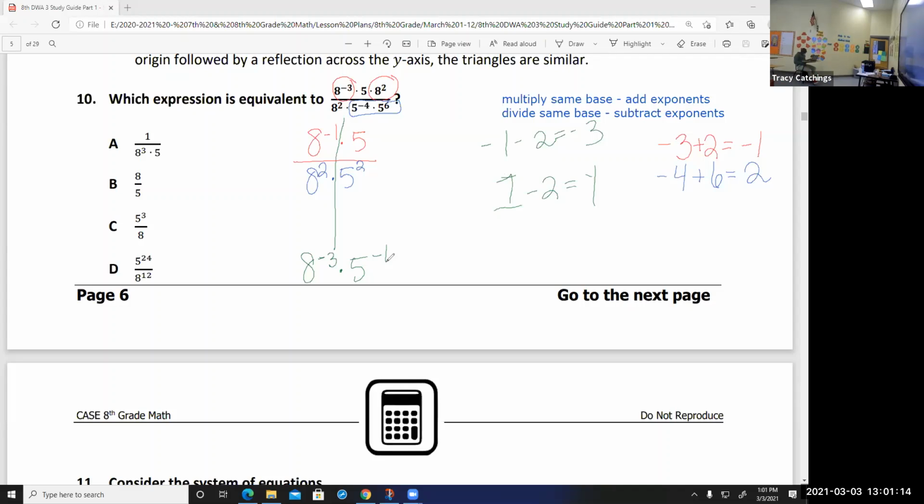Then we got one rule with negative exponents. Negative exponents, we will take the reciprocal, and the exponent becomes the opposite. So we will take the reciprocal, and the exponent becomes the opposite.